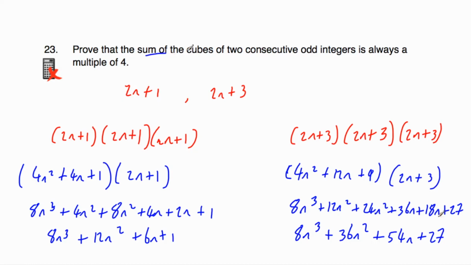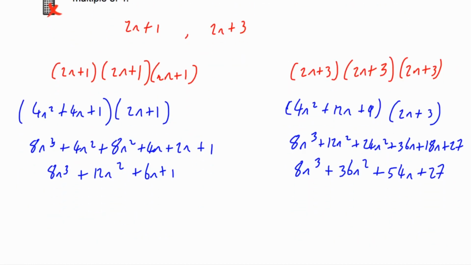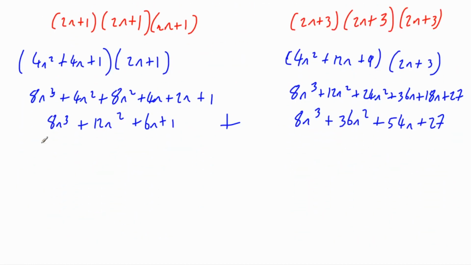Finally, we just need to add those to get the sum. So let's add those together and see what we get. 8n cubed plus 8n cubed is 16n cubed. 12n squared plus 36n squared is plus 48n squared. 6n plus 54n will be equal to 60n. And 1 plus 27 will be equal to 28.